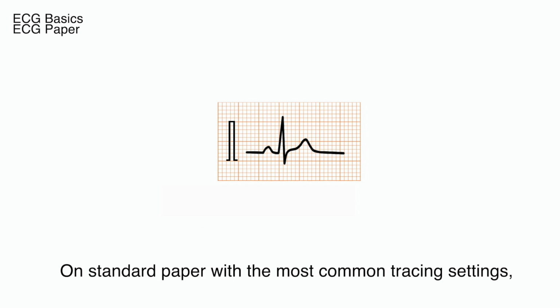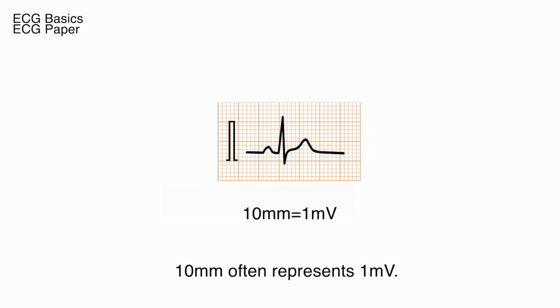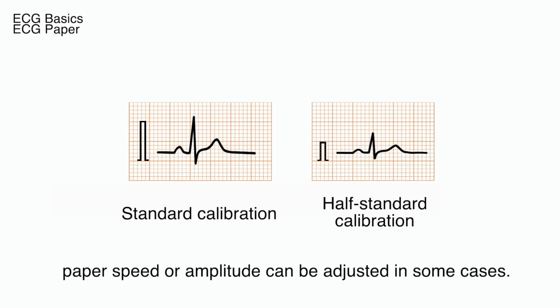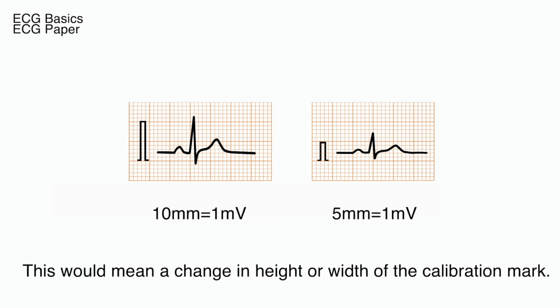On standard paper with the most common tracing settings, 10 mm often represents 1 mV. However, please note that the paper speed or amplitude can be adjusted in some cases. This would mean a change in the height or width of the calibration mark.